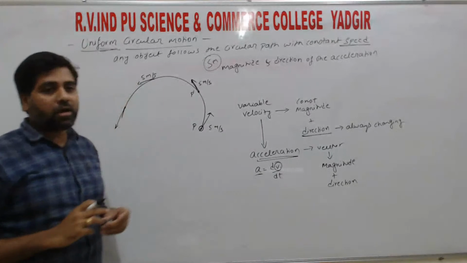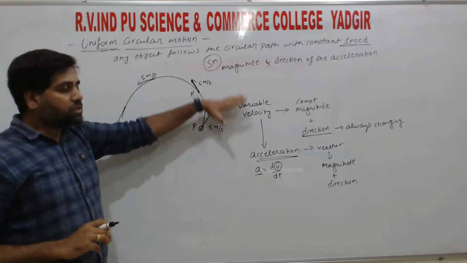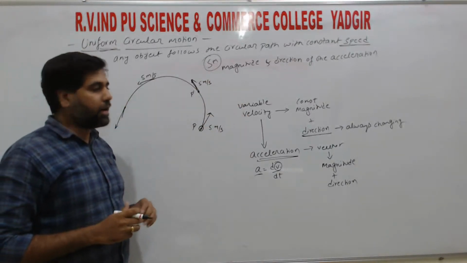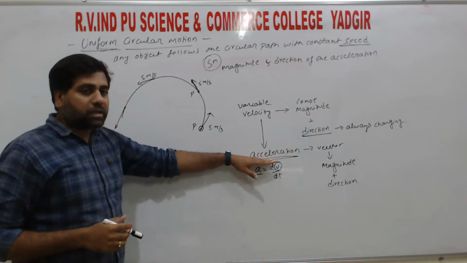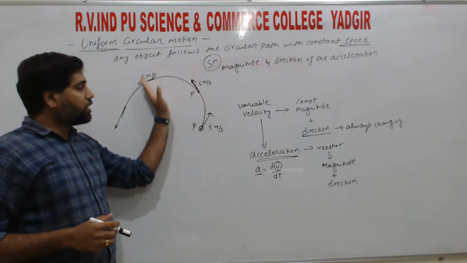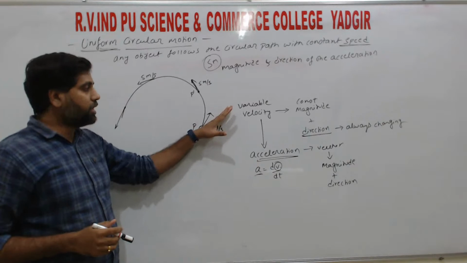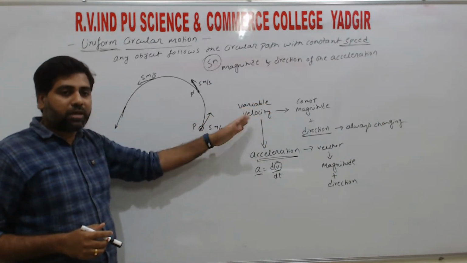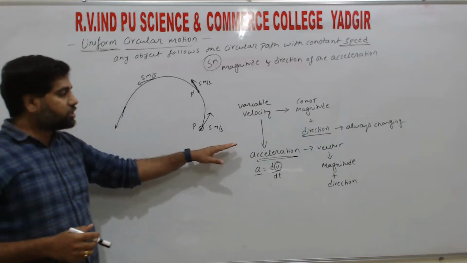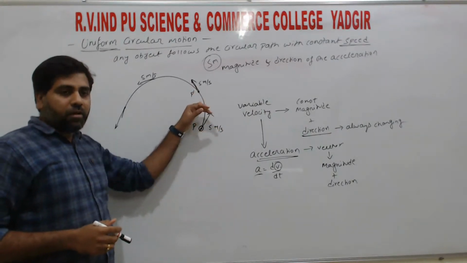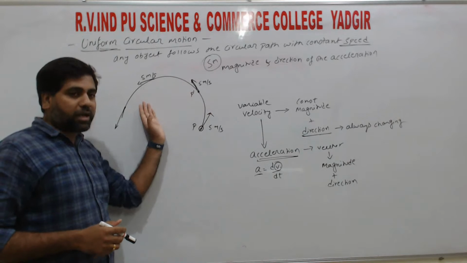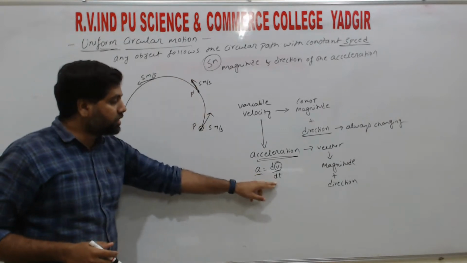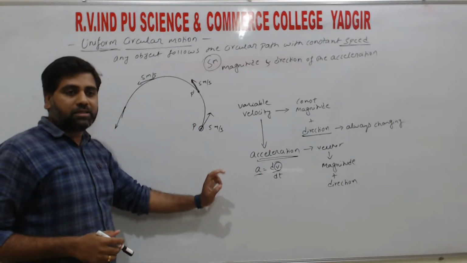In board exams they ask this for 5 marks, so this derivation is very important. How do we get the acceleration? The object is moving at a constant speed, which means it has a constant magnitude of velocity, but the direction changes. As the direction changes, there is a change in velocity. As it takes some time, the change in velocity with respect to time gives us the acceleration.